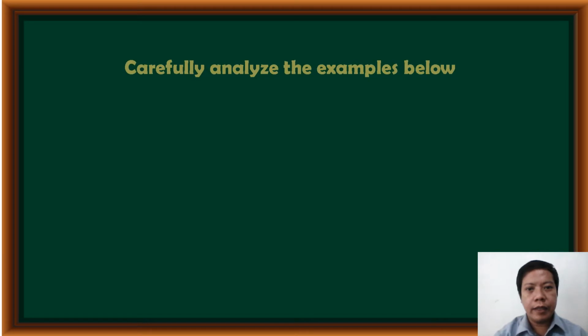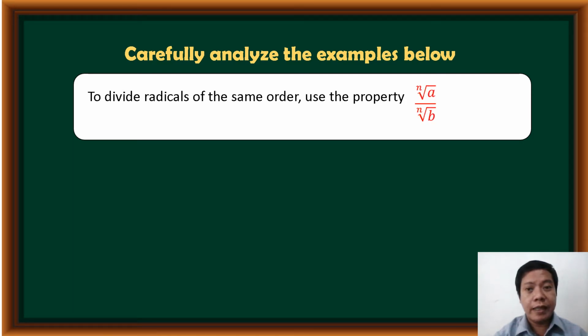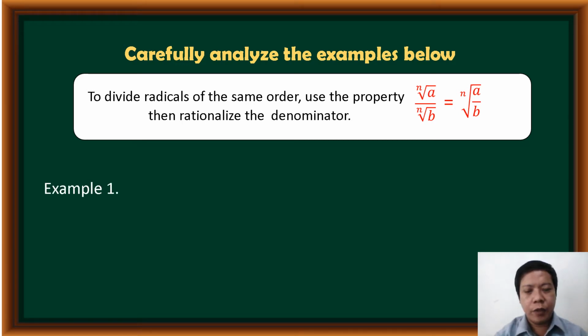Okay, carefully analyze the examples below. Let us follow the rule. To divide radicals of the same order, use the property: the nth root of A over the nth root of B is equal to the nth root of A over B. Then rationalize the denominator. Example number 1, square root of 3 over the square root of 5.